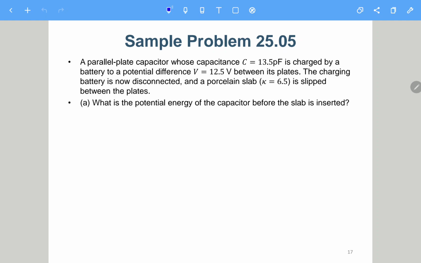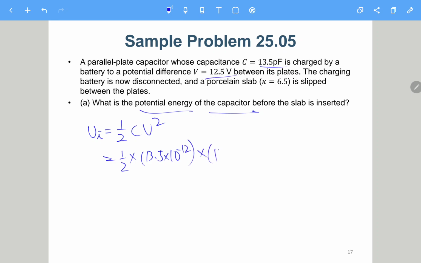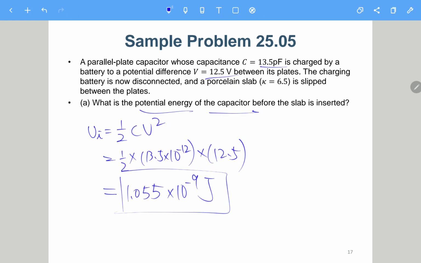So this is easy, because the potential energy is Ui equals 1/2 C V squared. So 1/2 times C, which is 13.5 times 10 to the negative 12, times V, which is 12.5. So this number is 1.055 times 10 to the negative 9 joule. Okay, so this is the initial potential energy.